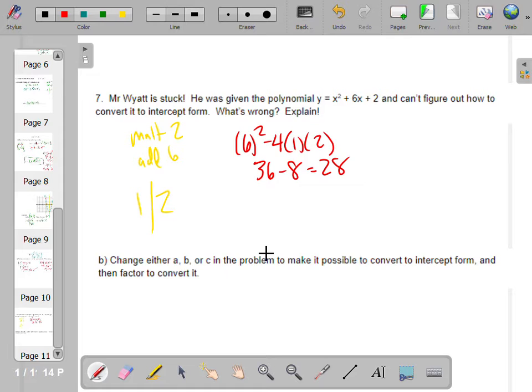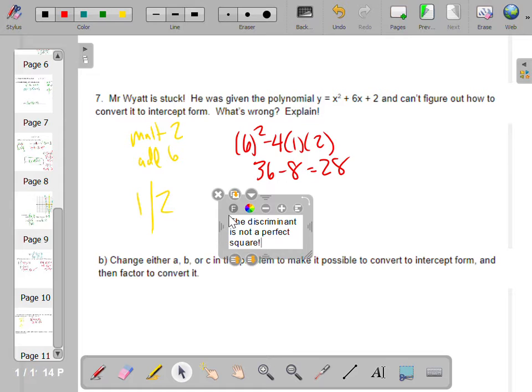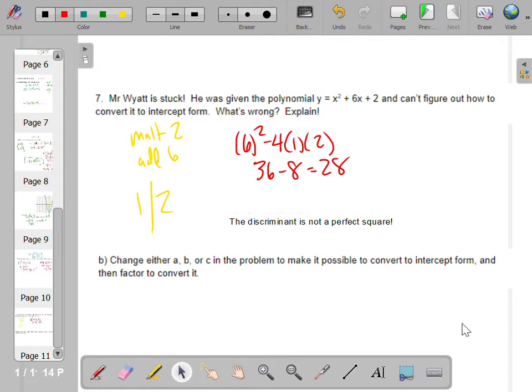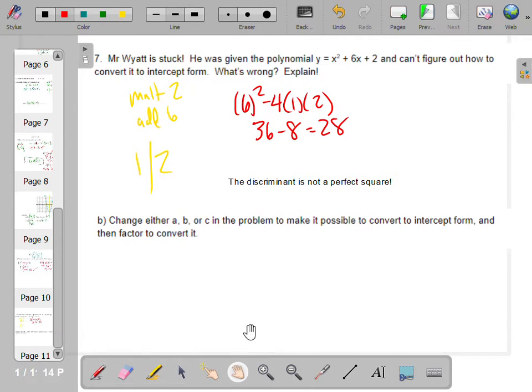So why can't I factor this? The reason I can't factor this is because the discriminant is not a perfect square. Okay? If the discriminant were a perfect square, then it'd be factorable. But it's not, so I can't. I saved you my handwriting there. So what can I do to change it?